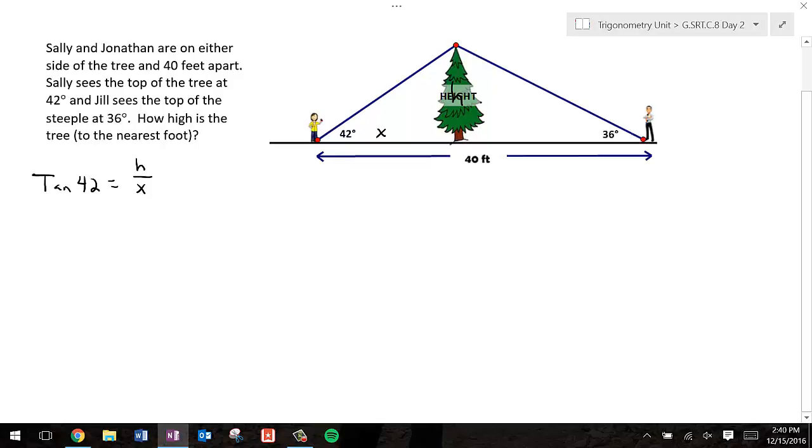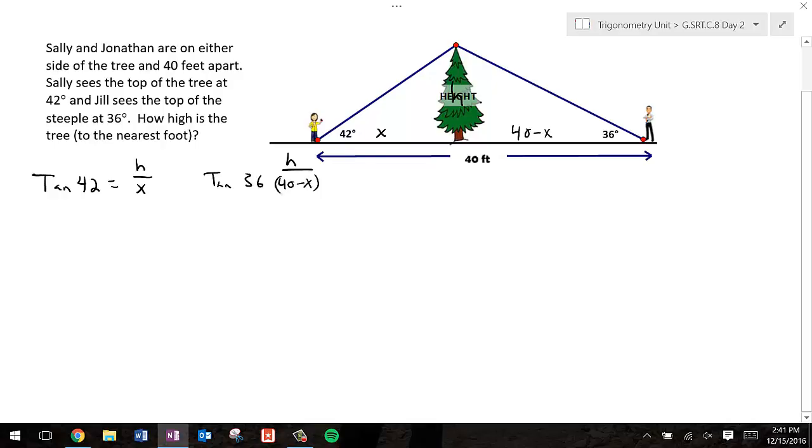Now, if we consider Jonathan on the other side, we don't know how far he is from the tree, but we know it's going to be the total of 40 feet minus the distance Sally is from the tree. So we can say that he is 40 minus x away. So his equation would be tangent of 36 degrees, based on his angle of elevation, and his equation will have the height on the top for opposite and 40 minus x on the bottom.